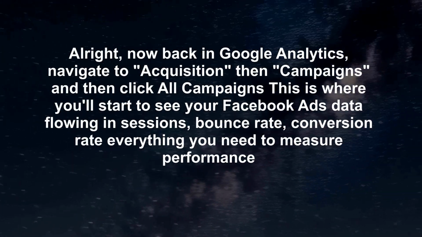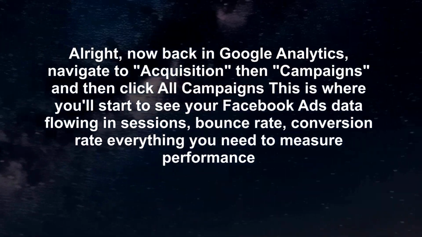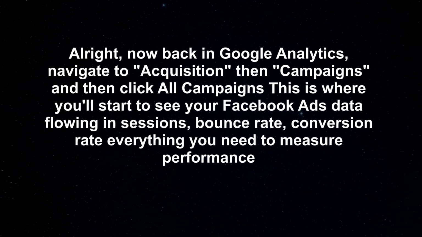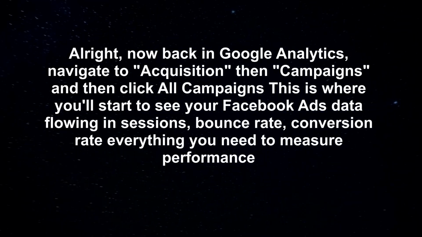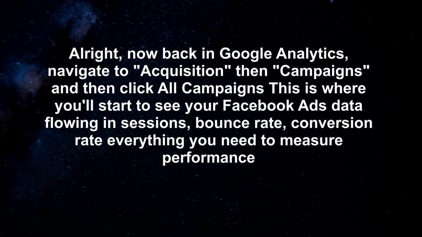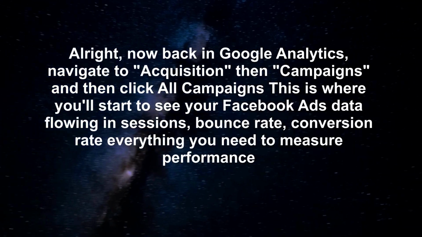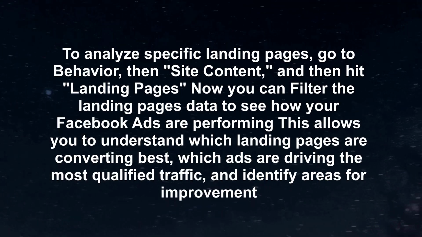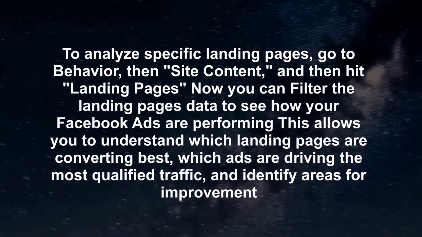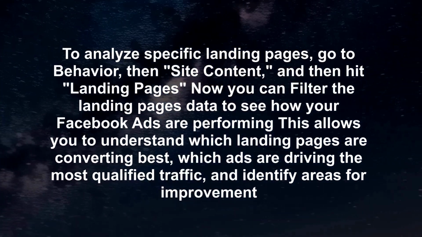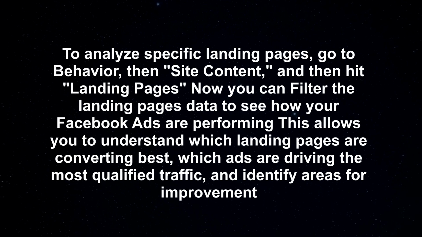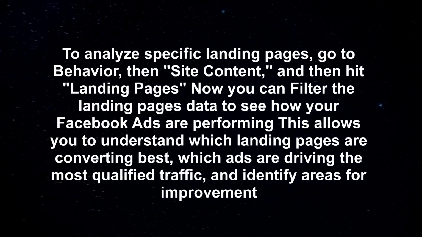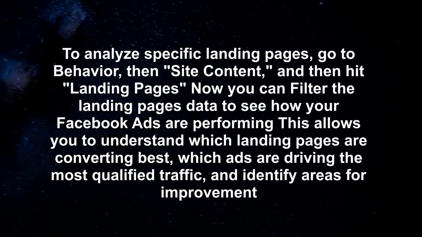Alright, now back in Google Analytics, navigate to Acquisition, then Campaigns, and then click All Campaigns. This is where you'll start to see your Facebook ads data flowing in: sessions, bounce rate, conversion rate, everything you need to measure performance. To analyze specific landing pages, go to Behavior, then Site Content, and then hit Landing Pages. Now you can filter the landing pages data to see how your Facebook ads are performing.